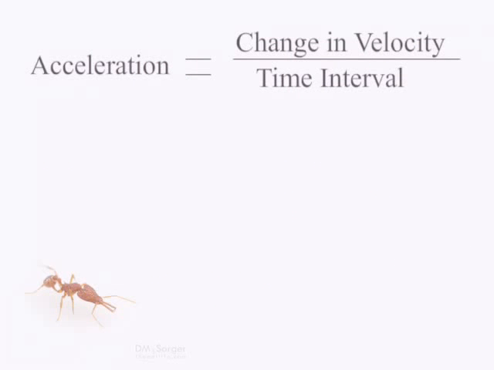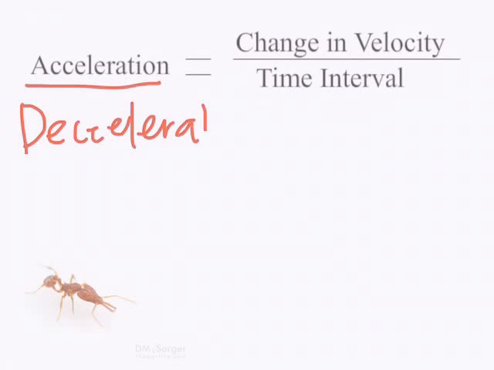Now, another measurement that we want to talk about is acceleration, which is change in velocity over time. We also can have deceleration, which is the same as acceleration, but it's negative.